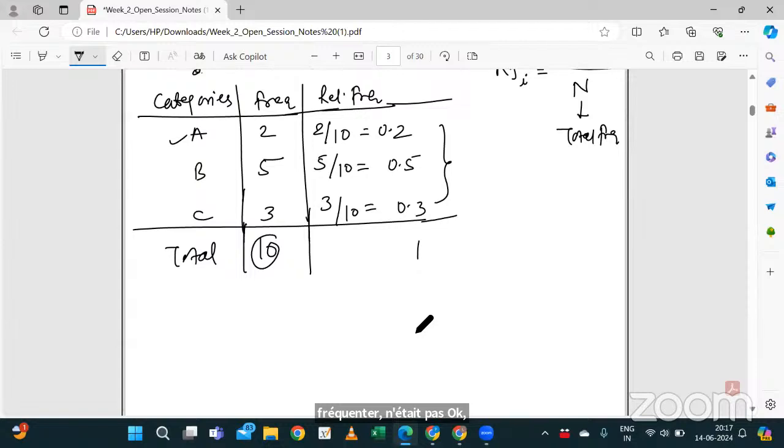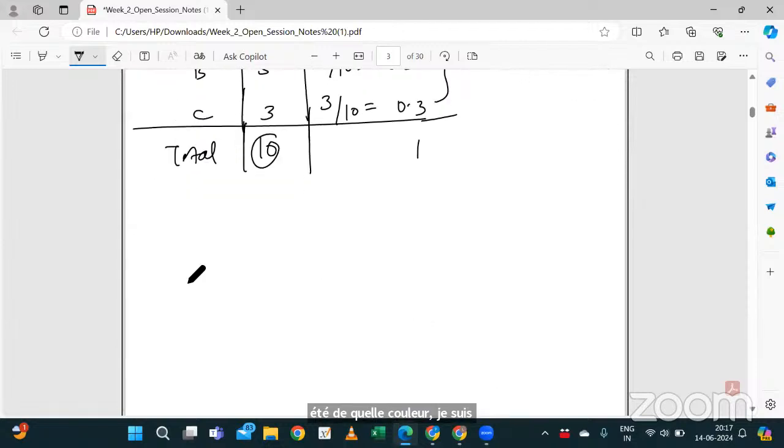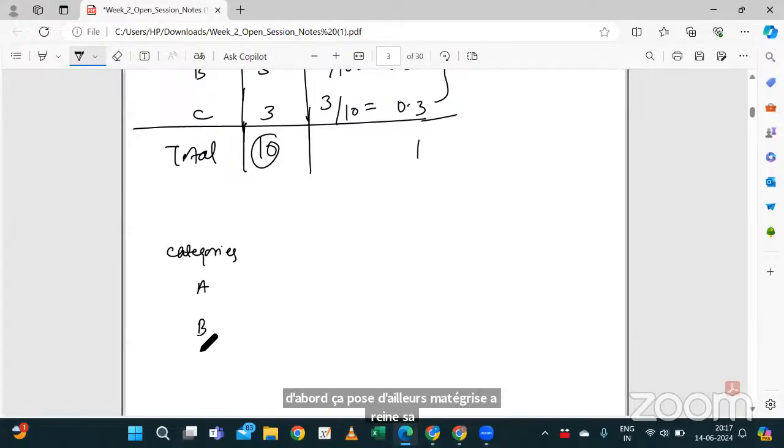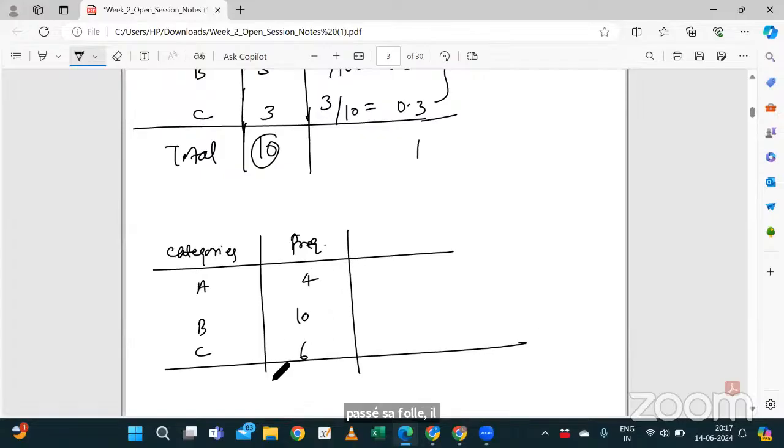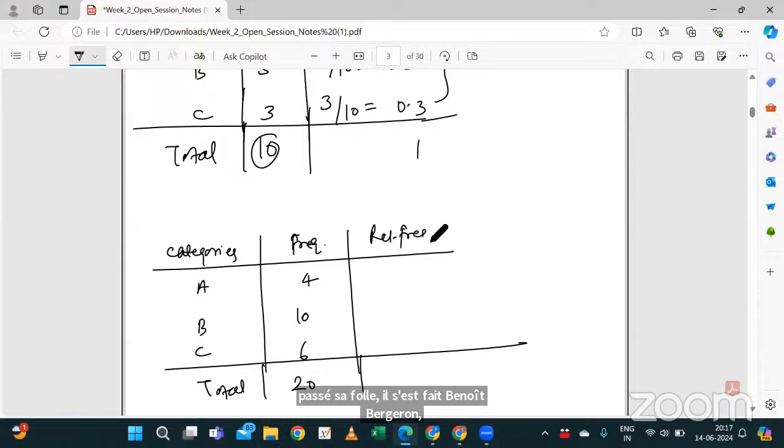Now let me take another example. Suppose I have categories A, B, and C again, but with different frequencies. Let's say it's 4, 10, and 6, for example. Then what will be the total frequency here? 20. Not relative, total frequency. So what will be the relative frequency here? The relative frequency will be 4 by 20, which is nothing but 2 by 10, which is 0.2.